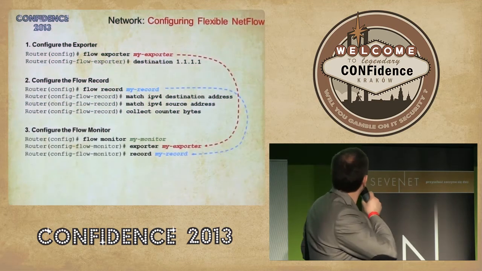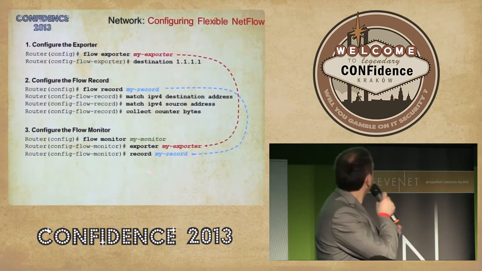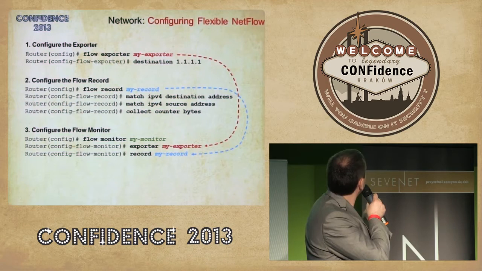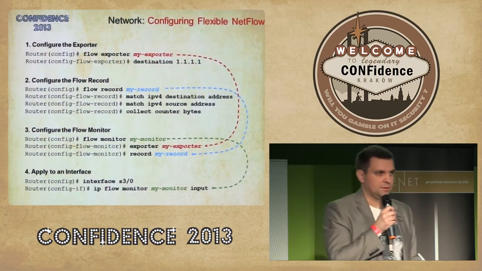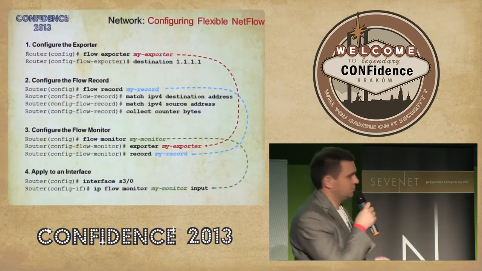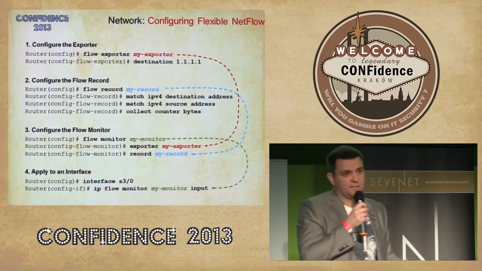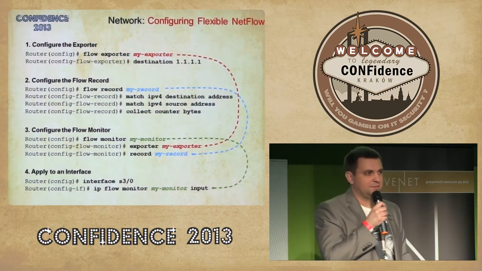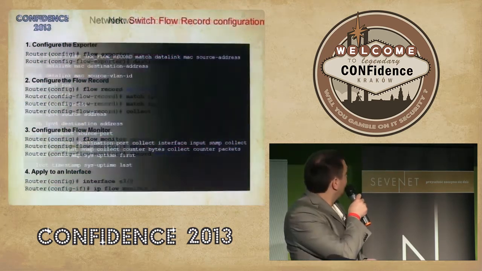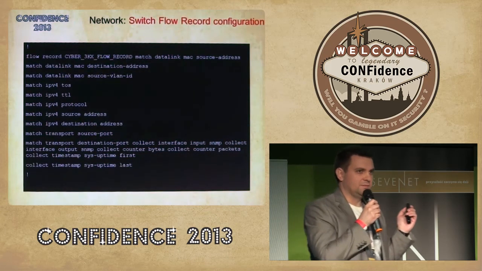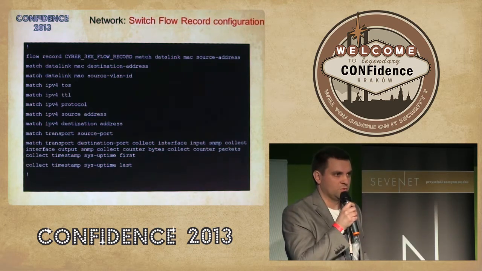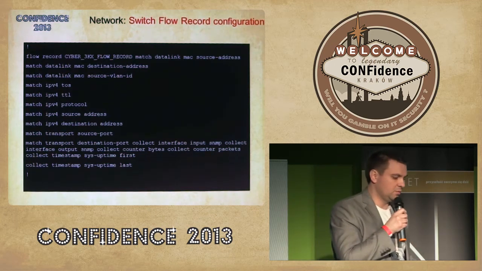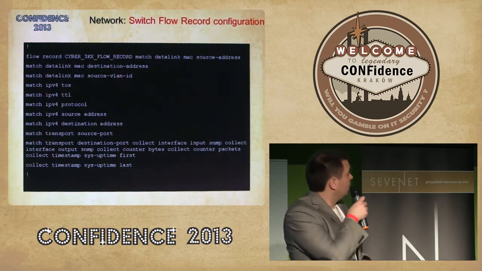After that, we should configure a flow monitor. The flow monitor contains the flow exporter and flow record, which we previously configured. And after that, we should enable such a monitor on a particular interface. And that's it. We have enabled NetFlow. I will not go into detail, okay? But I just leave this for further use, for the guys who will enable such technology in their environment.